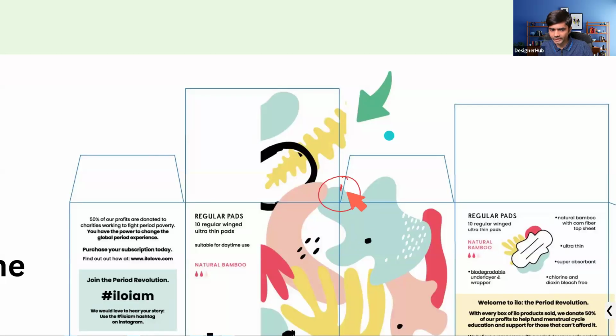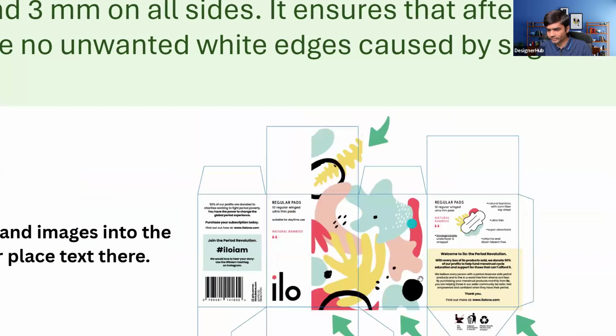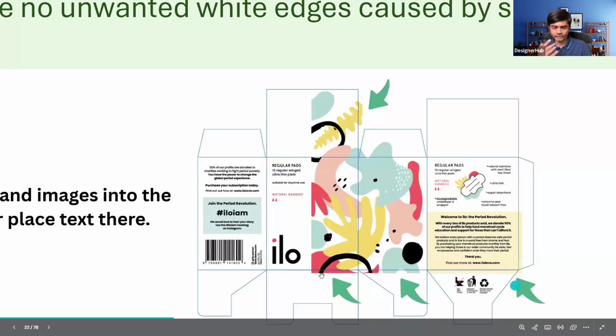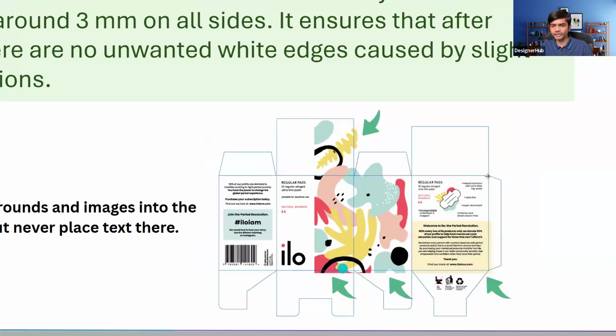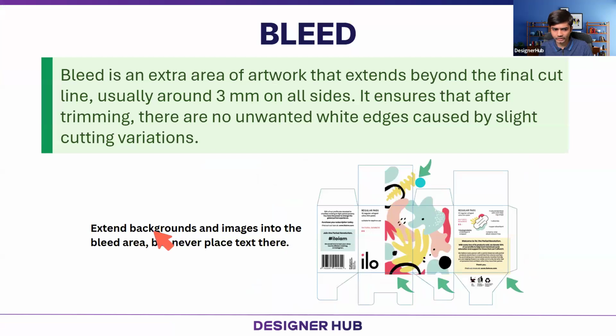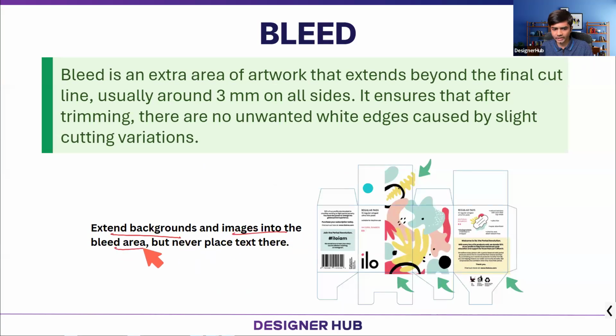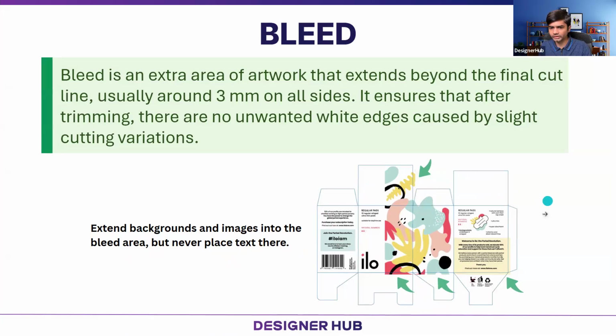So the color has been completely extended and not kept cut to cut, because even if there's a 1 to 2 mm difference, this color is still going to come in the edges, and it will not create a white space over here if the cutting goes here and there. That is called the bleed. So you will purposefully have elements coming outside in the borders if you have any kind of color or background, so that you have the bleed maintained and your design is not affected. Extended backgrounds and images into the bleed area is what you will put. Never place text over there. You will never have text going outside these areas. Don't try to put text, that will go for a toss.